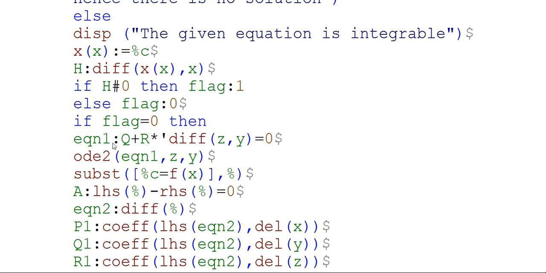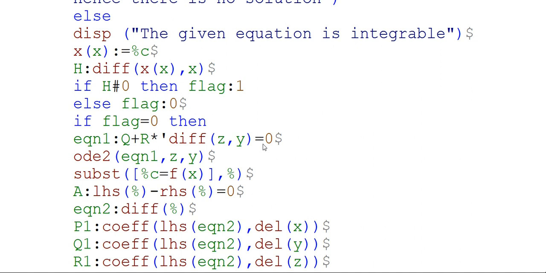This is again a user variable. I will be having only q dy plus r dz is equal to 0. Or I can write that equation as q plus r dz by dy is equal to 0. That is another form of writing my equation, which is nothing but a differential equation. So q plus r dz by dy, because I want to write it as dz by dy only, diff of z comma y is equal to 0. So this is another form of writing a differential equation.